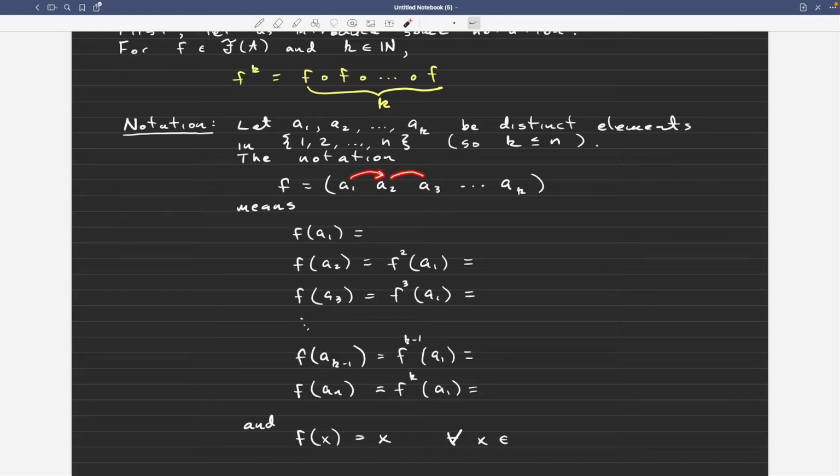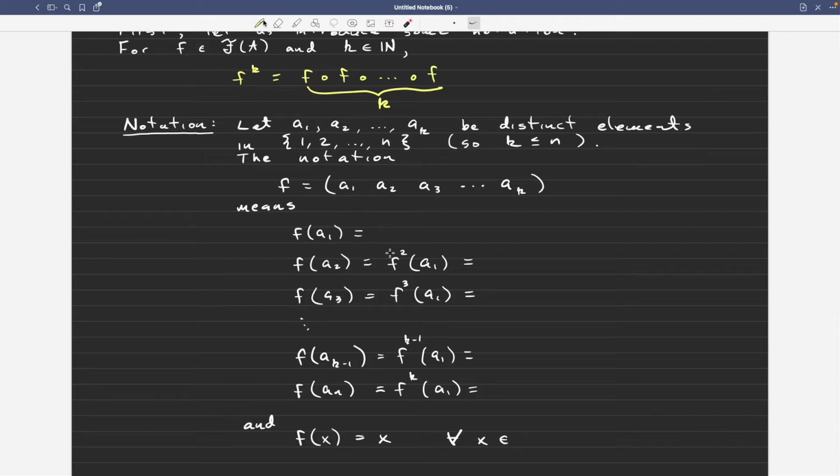And in turn, A2 goes to A3 when you put it into F. And A3 is going to go to A4, and so on and so forth. And then the second to the last thing is going to go to AK. And then AK itself, what does it go to? It goes back to A1. So when you apply F each time, this is what F is doing on these numbers. You can see why it's called a cycle, because eventually it comes back around to the beginning number.